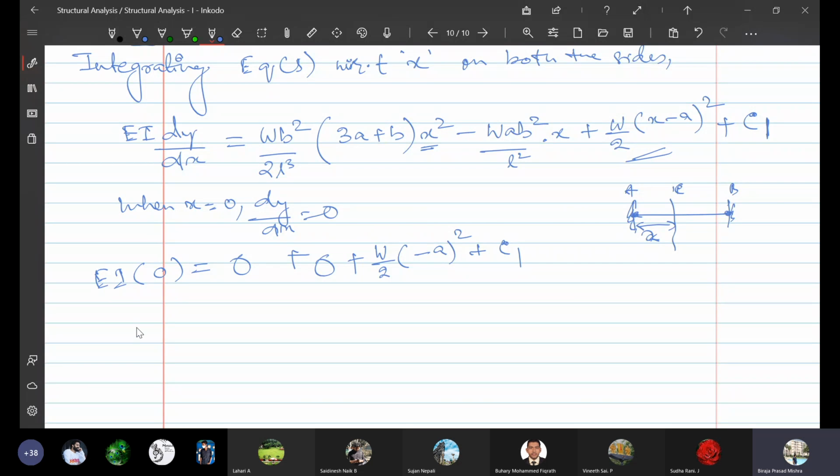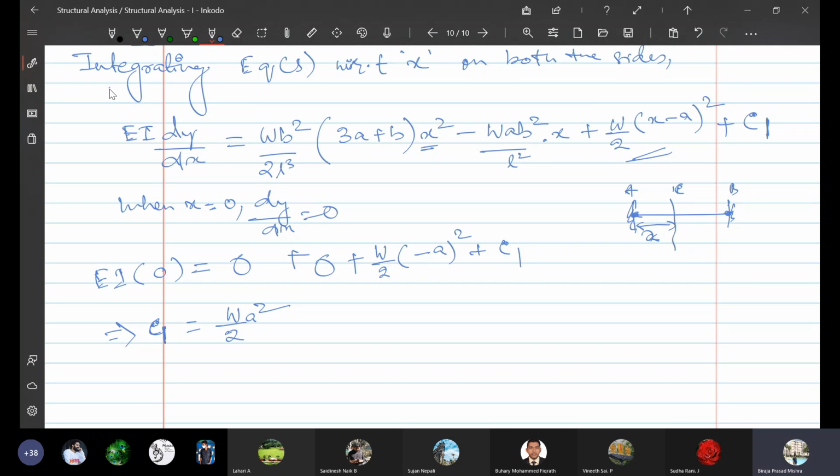So this implies, what will be the C1 value? C1 equals W by 2 into A square, right? Is it correct?